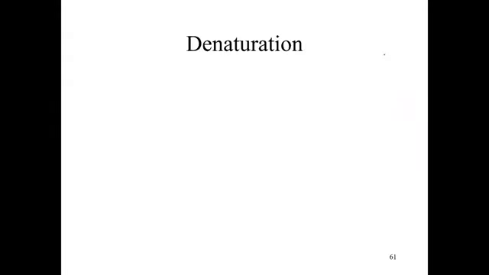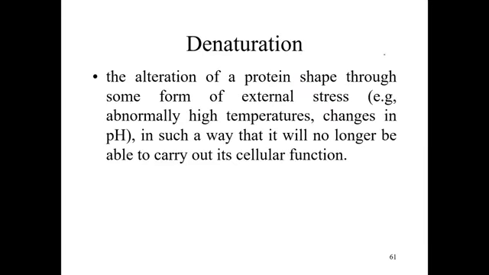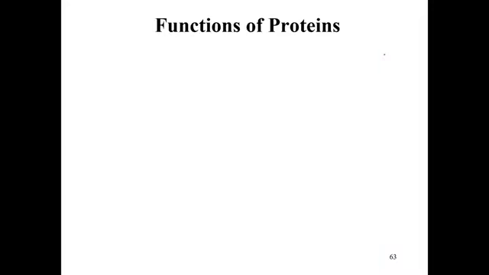So what is denaturation? Denaturation is the alteration of protein shape through some form of external stress, most commonly high temperature or changes in the pH, in such a way that it will no longer be able to carry out its cellular function. Proteins, when heated, deform. When protein deforms, it cannot function the way it originally did.